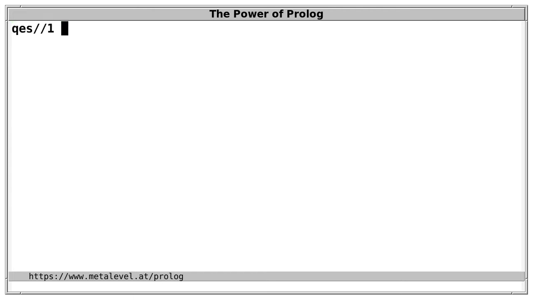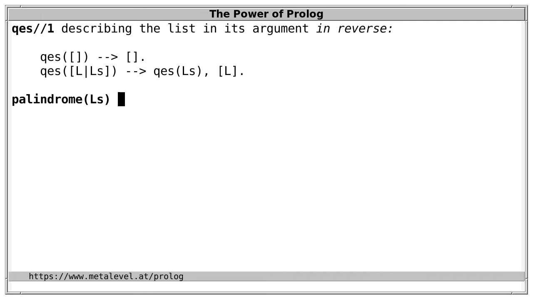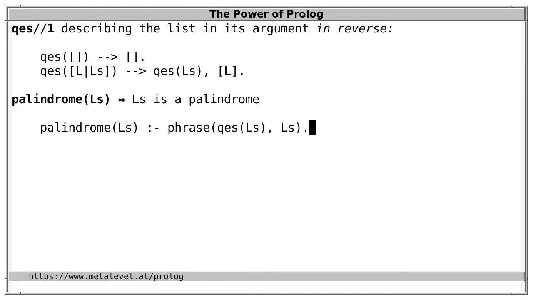As another example, let's define qes, the reverse of seq, to describe the list in its argument in reverse. So the reversal of the empty list is the empty sequence. And the reversal of a list with at least one element L and tail Ls is the reversal of Ls followed by L. And with this definition, we can, for example, define what we mean with a palindrome. So let's define a relation palindrome which shall be true if and only if its argument is a palindrome, which is a string that is the same as its reverse version. So we say palindrome holds for the list Ls if Ls is the same as its reversal, qes of Ls.